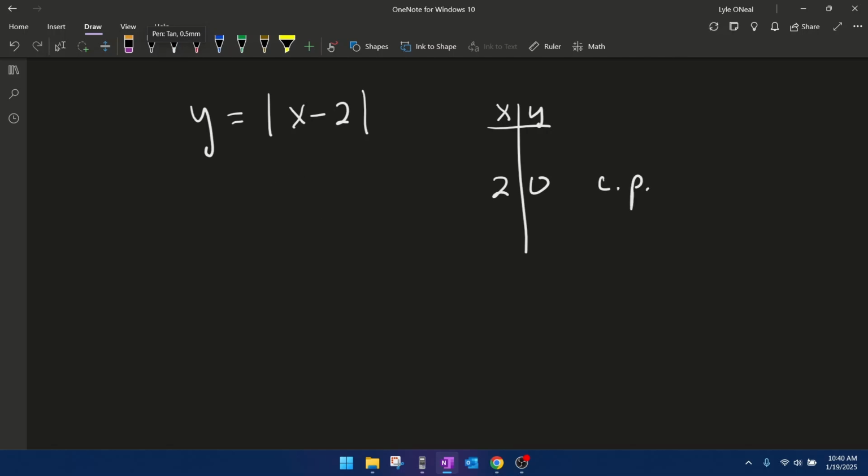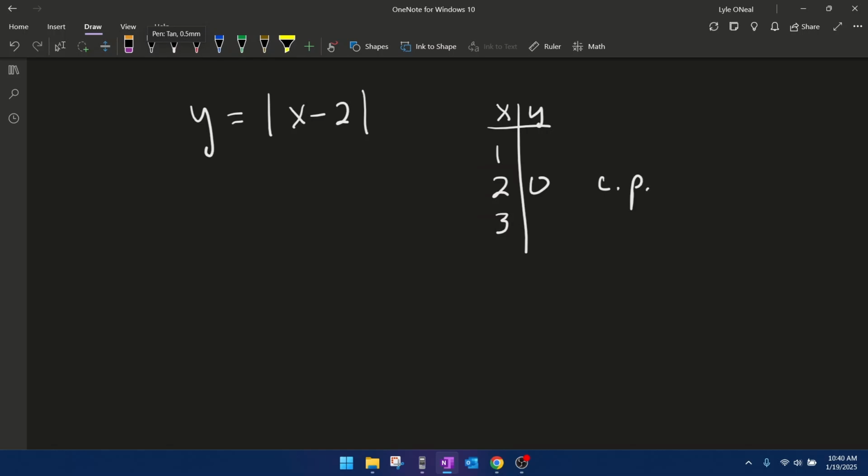Now, the other 2 points come from you picking X's on either side of your critical point. So we need to have an X smaller than 2, say 1, and an X bigger than 2, say 3. I might mention that it is to your advantage to go equidistant. So if you go 1 below, then go 1 above. And that will produce symmetry.